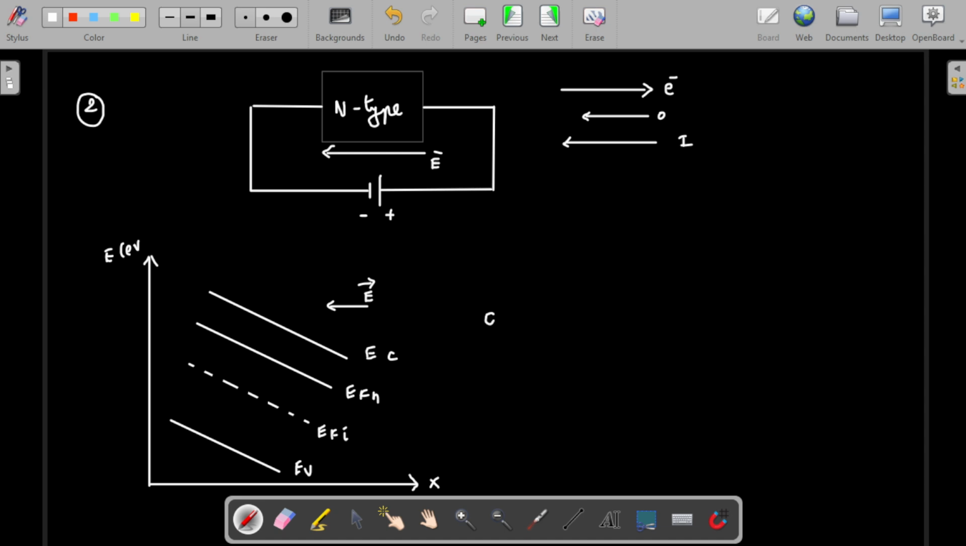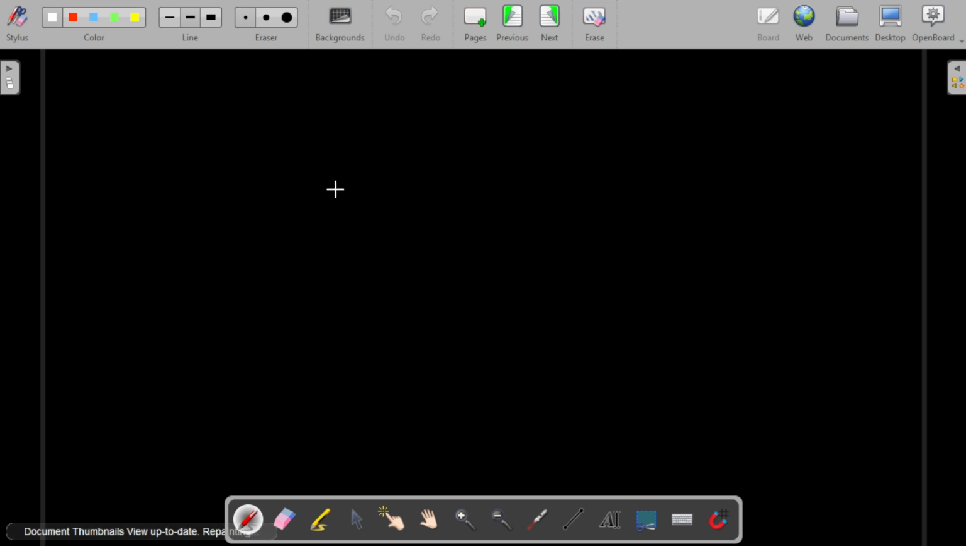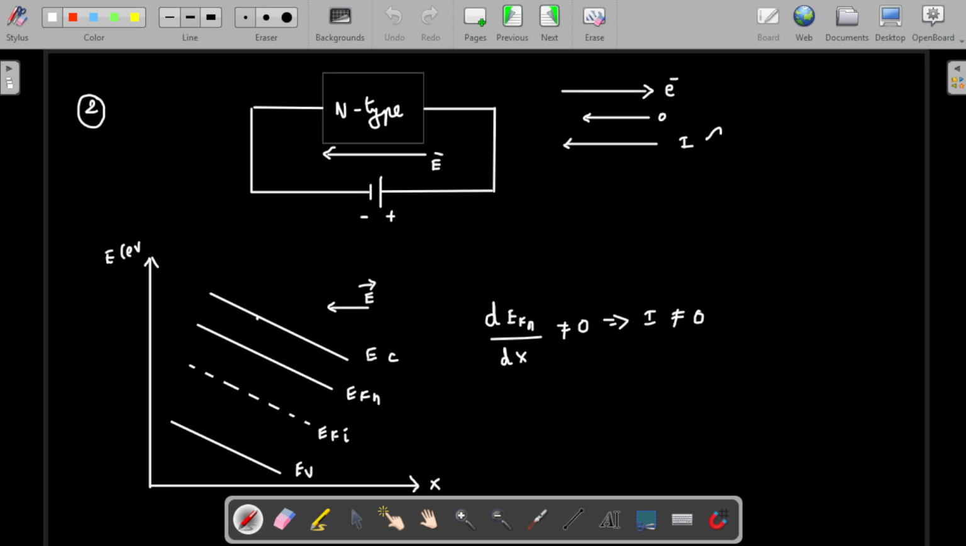We can clearly state that the rate of change of EFN across the distance is not equal to 0. Because of this, the current flow will also be not equal to 0. So that's why we are getting the current flow here. This is some kind of reference that we get. Let's see how the changes will be here. We clearly see some kind of rate of change across this distance.